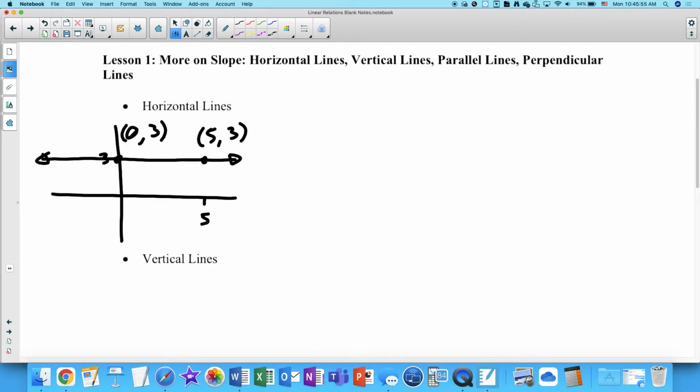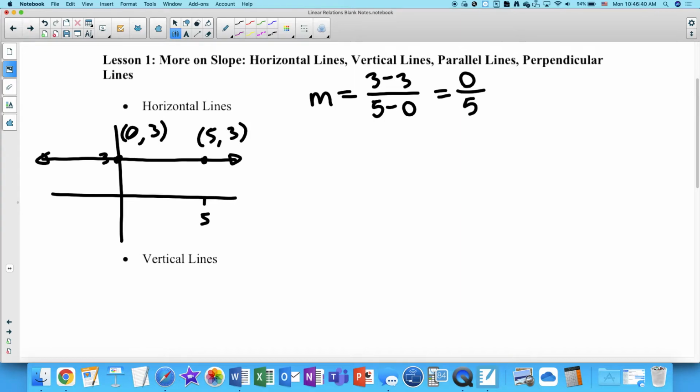Okay. Now, if I try and find the slope between these 2 points, I can either use rise over run, or I could use the slope formula. Let's maybe use the slope formula here. So if I make this guy x1, y1, and this one x2, y2, my y2 minus y1 is 3 minus 3. And my x2 minus x1 is 5 minus 0. Okay, so the slope becomes 3 minus 3 is 0 over 5 minus 0 is 5.